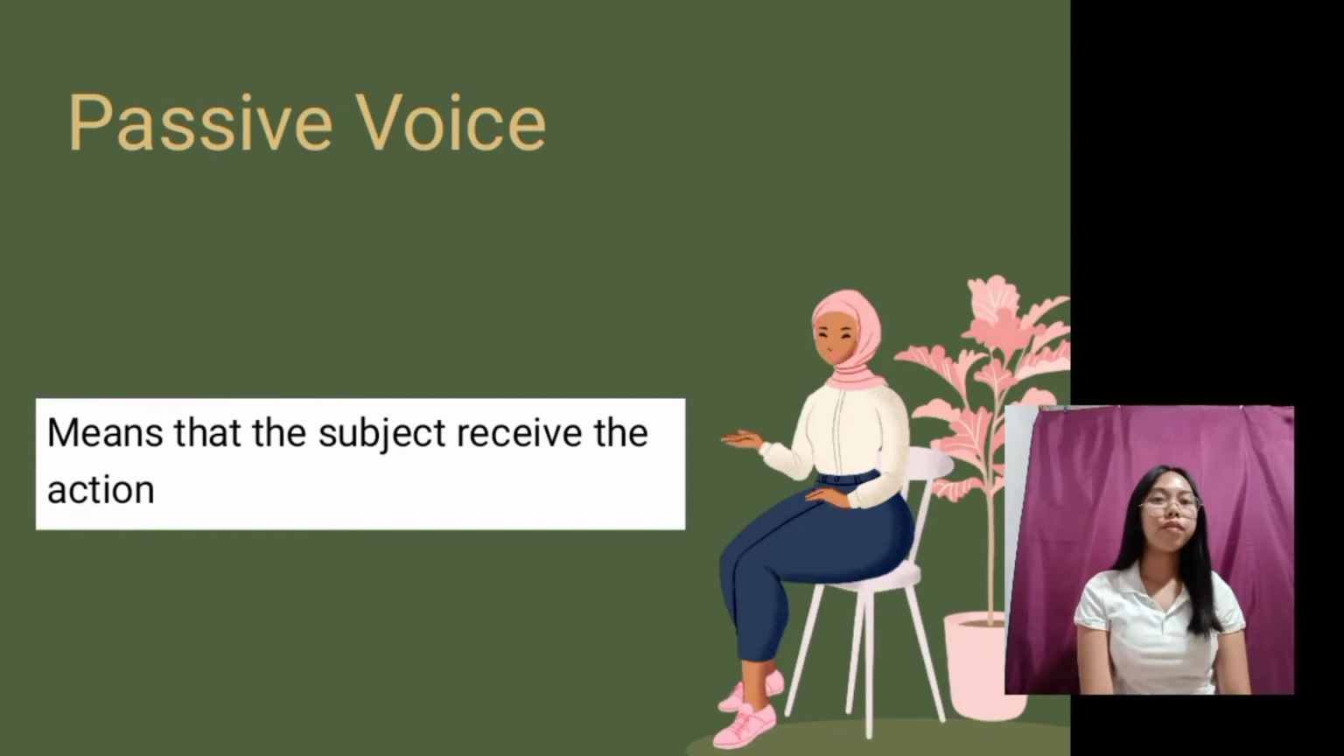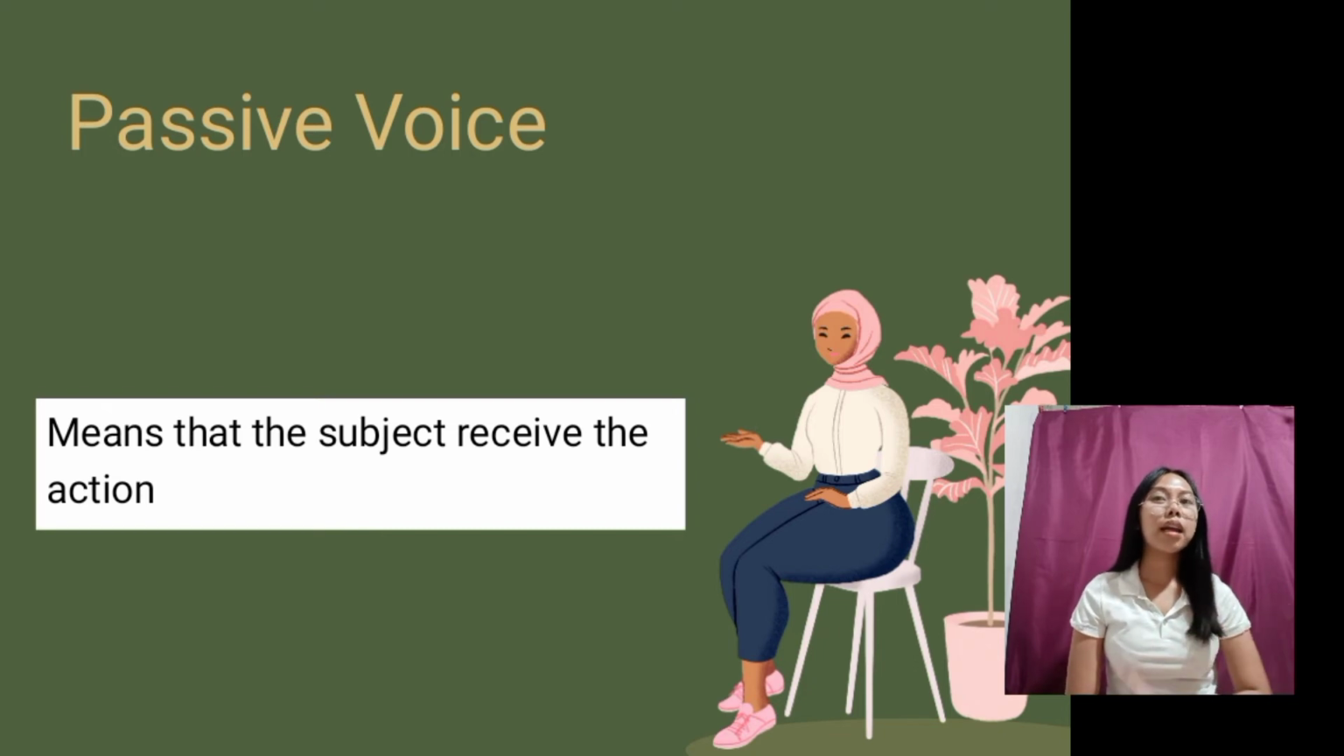Okay, passive voice. It means that the subject receives the action. So in the passive voice, our subject will be the object of the sentence. So take note that in the passive voice, the main verb will be in the past participle form. This will be your guide to identify and write sentences using the passive voice: a subject plus linking verb plus the main verb.